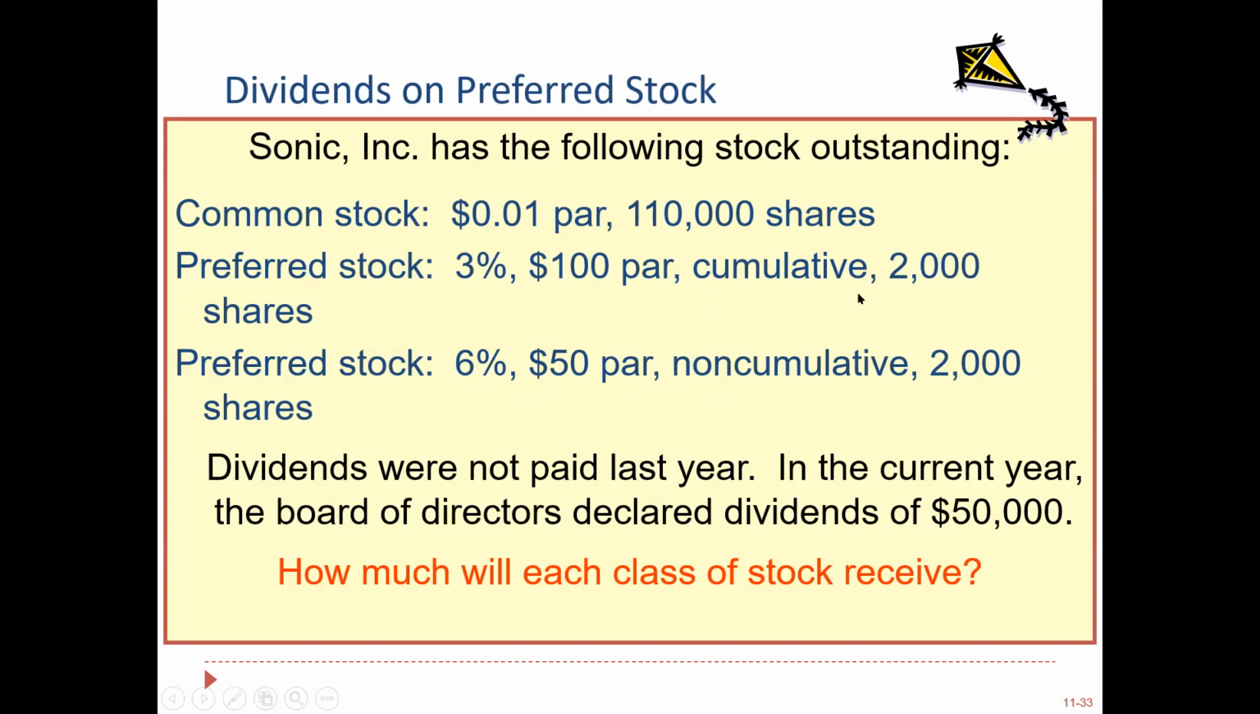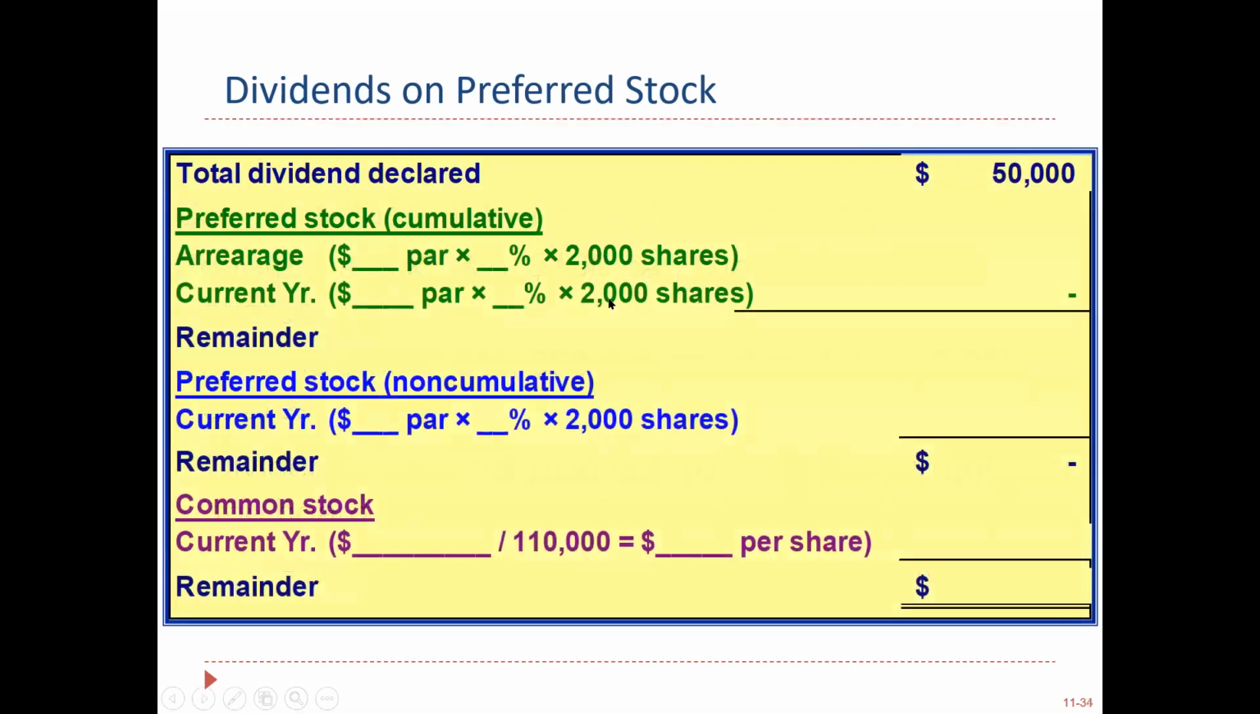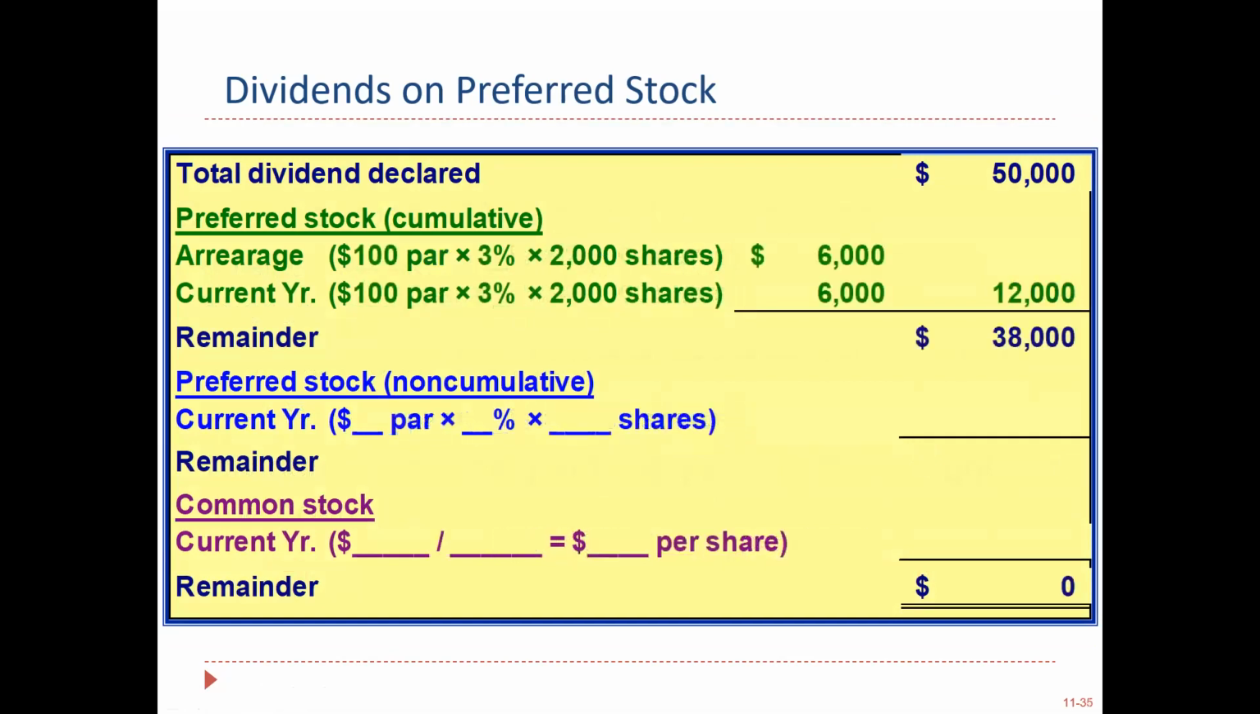Okay, so you have 2,000 shares of each. They didn't pay dividends last year. In the current year, the board of directors says we have $50,000 to spend. How much will each class of stock receive? Well, we know we don't even look at the common stock until we've paid the preferred people. So let's take a look here. We had 2 issues of preferred stock, if you remember: the cumulative and the non-cumulative.